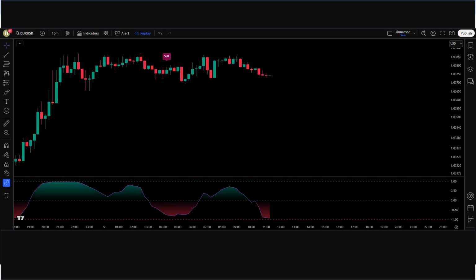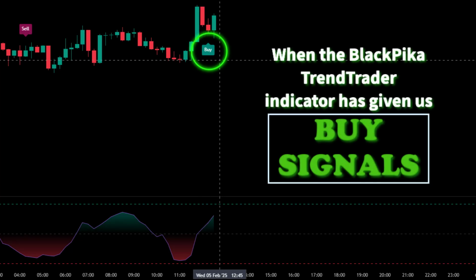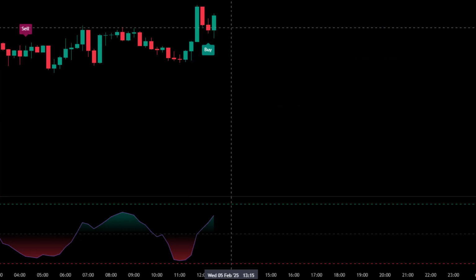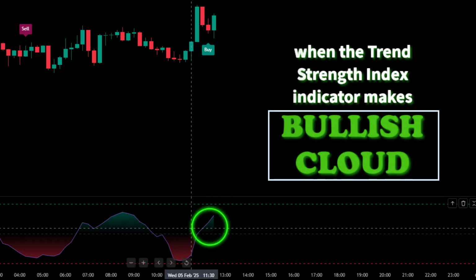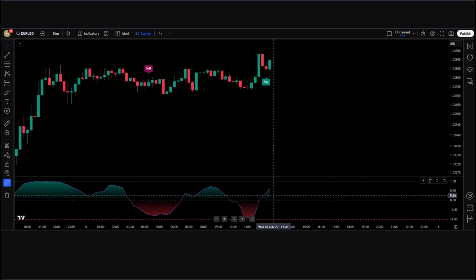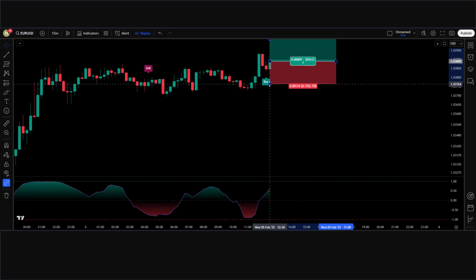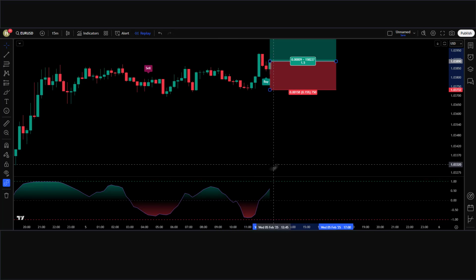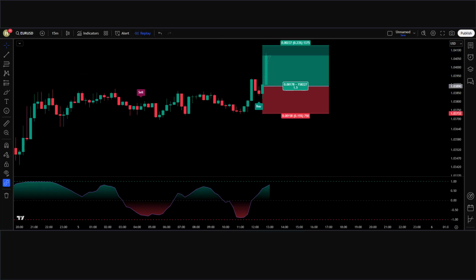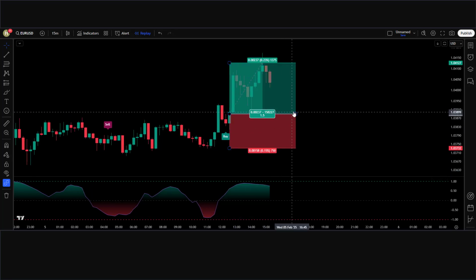Now, let's understand the concept where we will take buy and sell trades based on their conditions. When the BlackPika TrendTrader indicator has given us buy signals, when the market has formed a bullish candle, and when the Trend Strength Index indicator makes bullish clouds, if these conditions are fulfilled, then we will place a buy order. Our stop loss will be placed at the current market's lower level, and the risk to reward ratio will be 1:1.5. The market has completely hit the target.